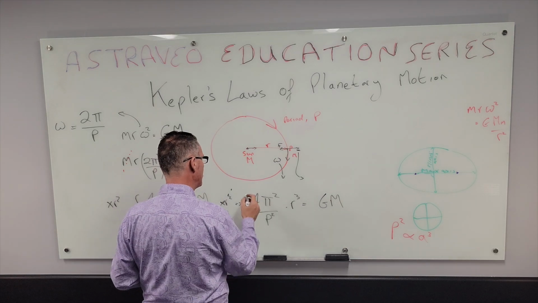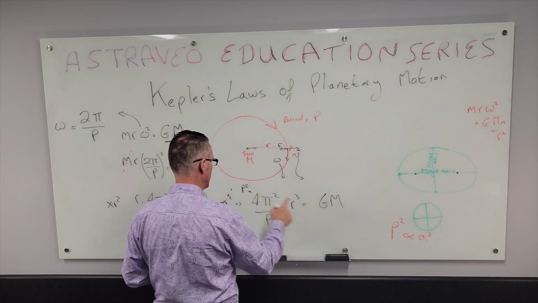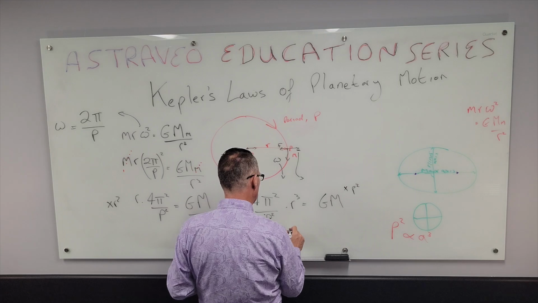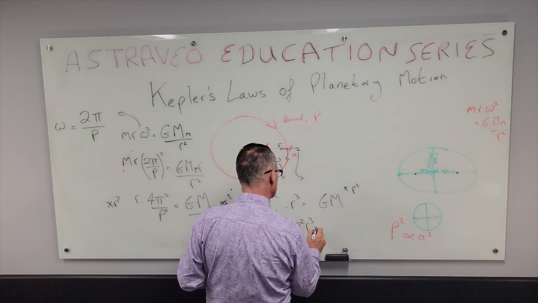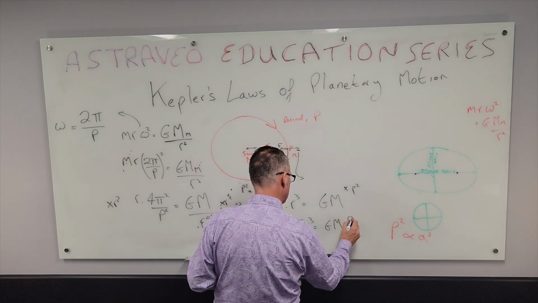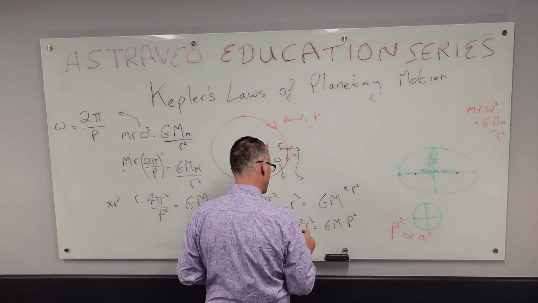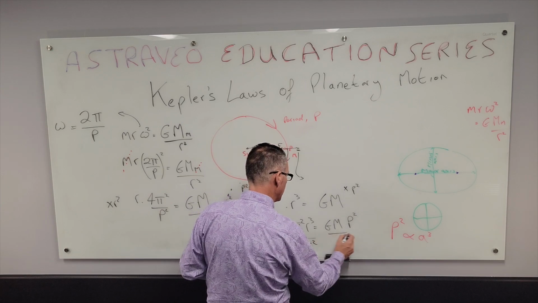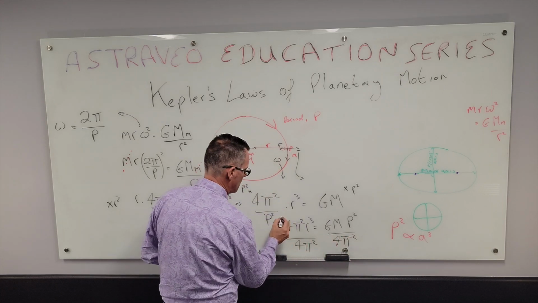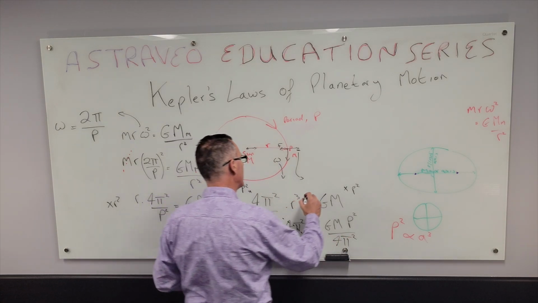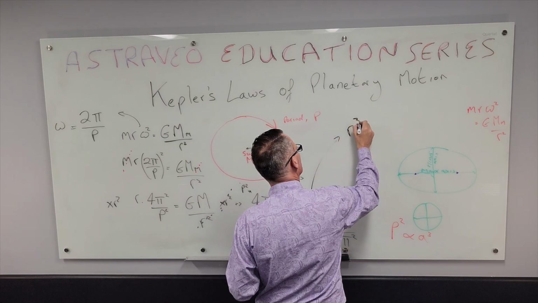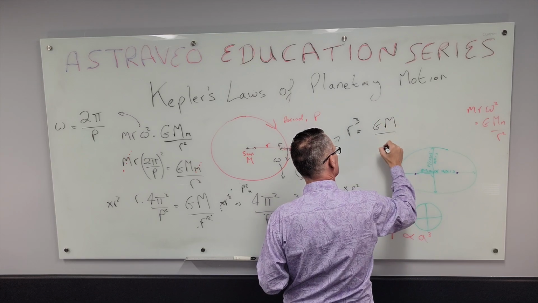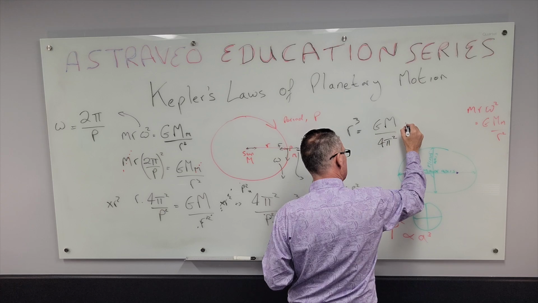Let's multiply both sides by P squared. Whatever you do to one side, you do to the other. The P squared cancel. You're left with 4 pi squared r cubed equals GM P squared. I'm now going to divide both sides by 4 pi squared. These cancel. You're left with r cubed equals GM over 4 pi squared, P squared.